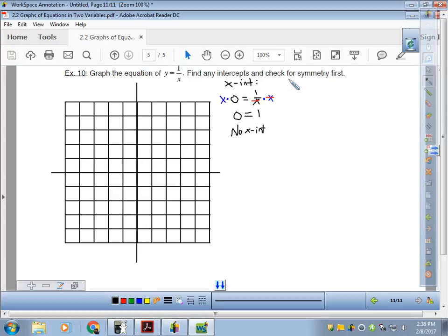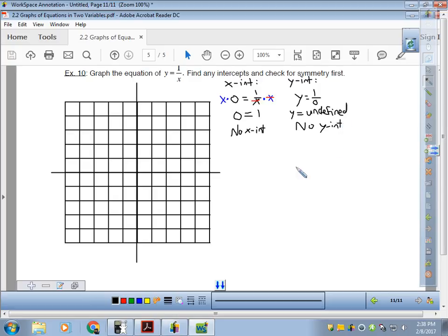So we're not going to have any x-intercepts. We're not going to have any places where we cross or touch the x-axis. Alright, for y-intercept, we plug in 0 for the x. So we get y equals 1 divided by 0. Can you divide by 0? No, when you try to divide by 0, you get an undefined answer, because we're not allowed to divide by 0. So we get an undefined. So when we get that undefined, that tells us that this graph also has no y-intercept.